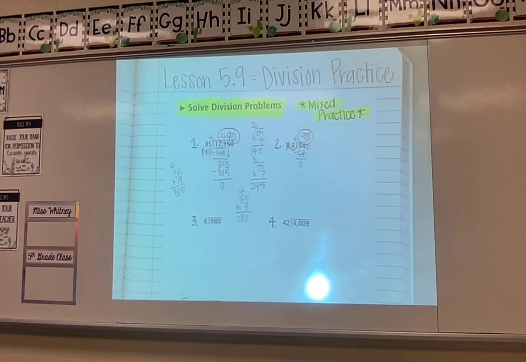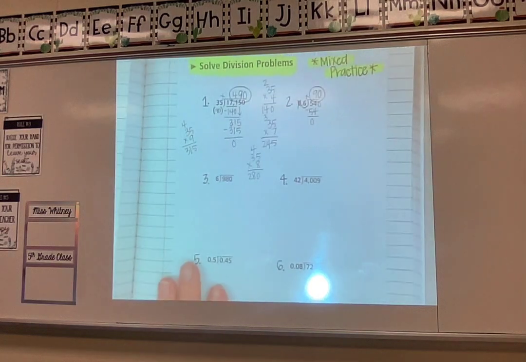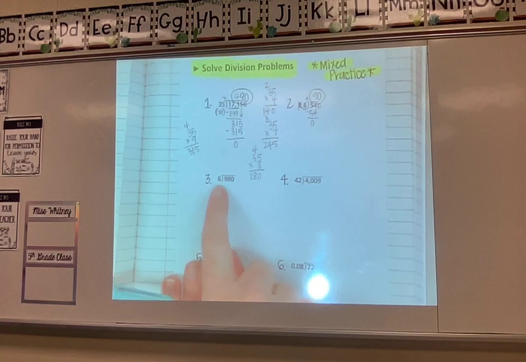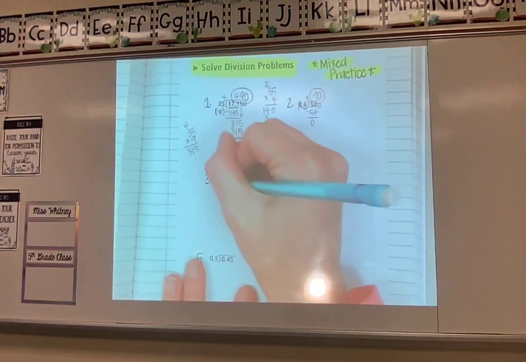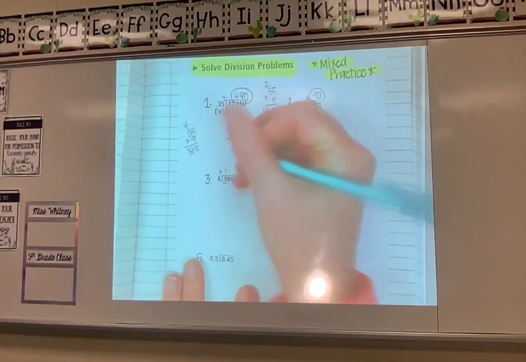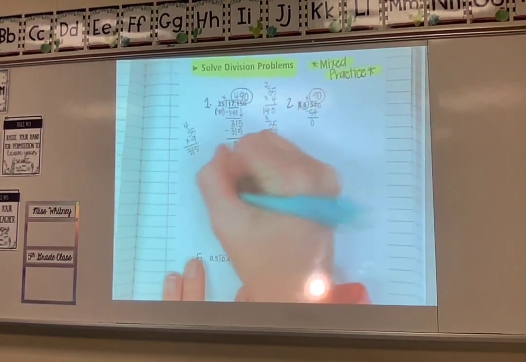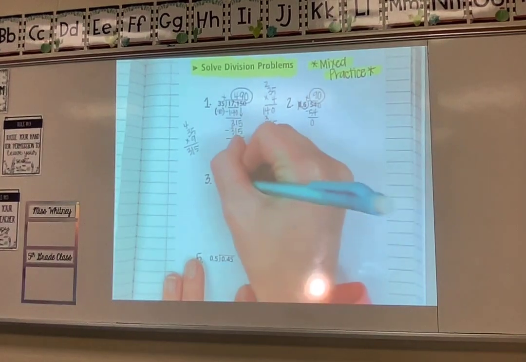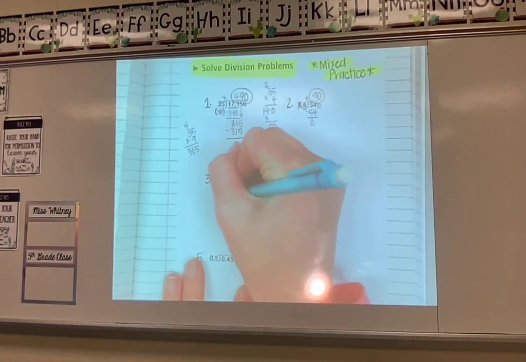Alrighty, let's try number 3. First, I want to check outside my house. Do I have a decimal out here? Nope, so I am good to go. How many 6s will go into 9? That would be 1. 6 times 1 is 6. When I subtract, I get a 3, and then I bring down the 8, and I go again.